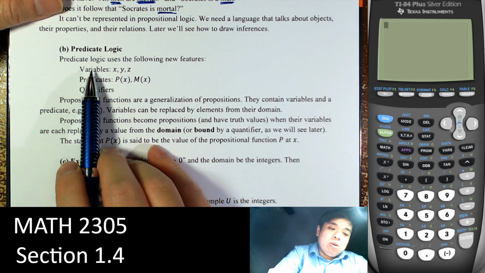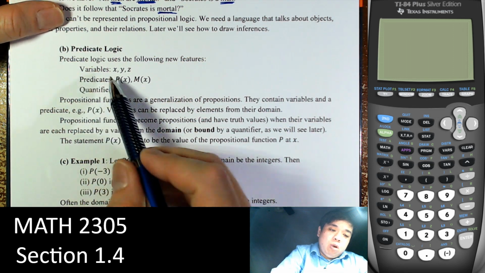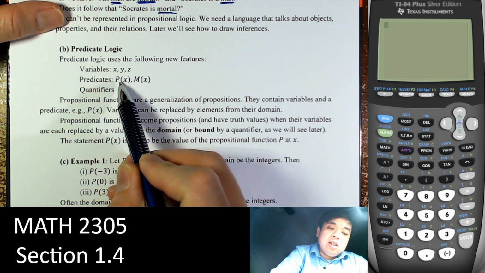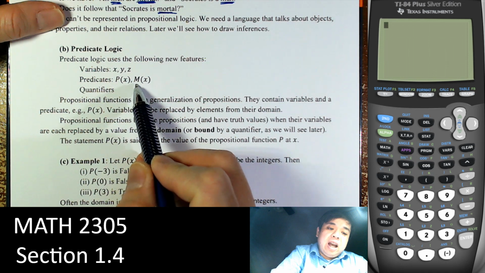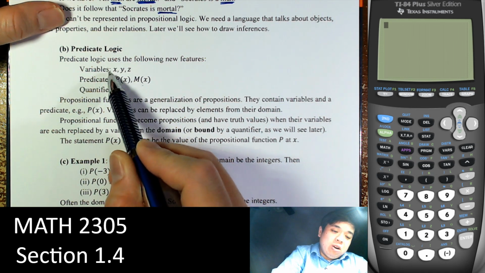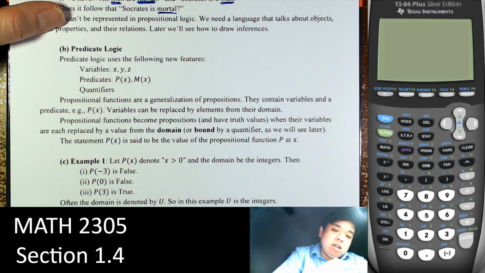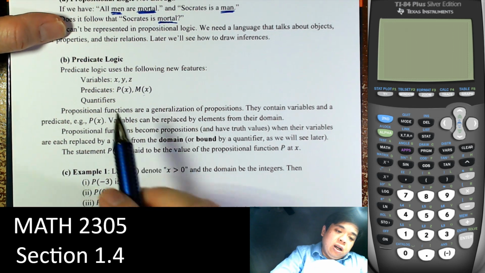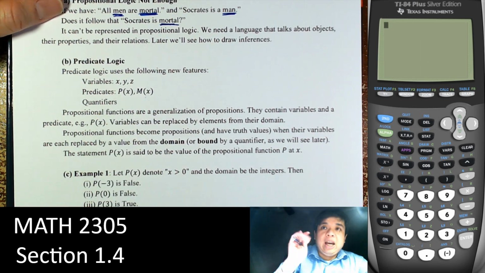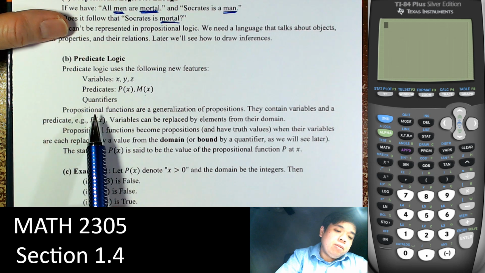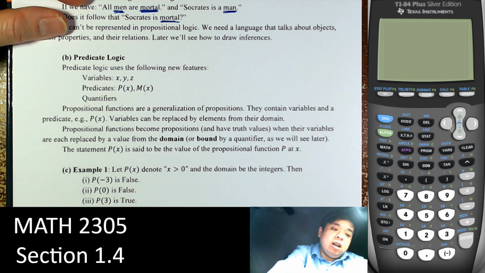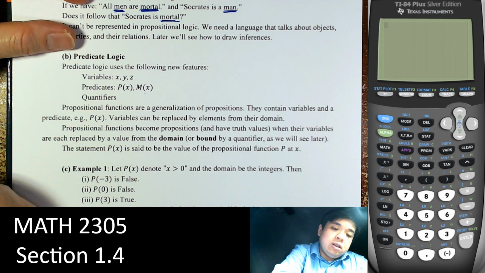So we have the variables x, y, z and the predicate, in this case P of x, F of x, that depends on whatever we substitute into x. It's kind of like a function, but it's just logic, so it carries the value true or false. And after that we will have quantifiers to go with it.